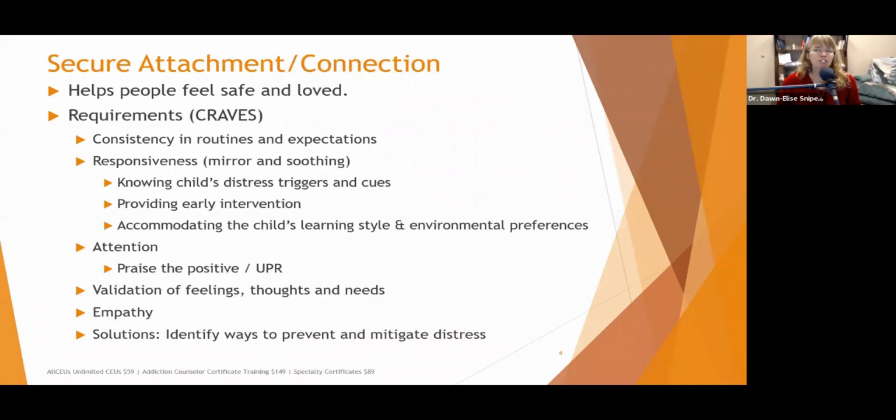Remember that secure attachment helps people feel safe and loved. And we're going to talk about the acronym CRAVES throughout this presentation. It stands for consistency, responsiveness, attention, validation, empathy, and solutions. And these are the principles that caregivers and people who work with people with autism need to try to remember to help them establish that attachment.